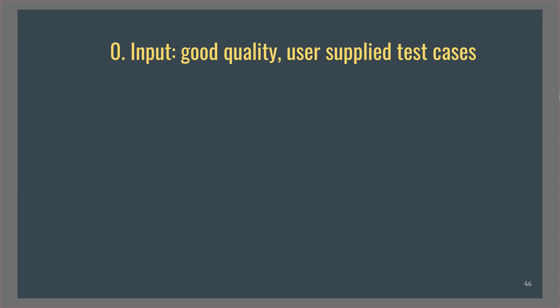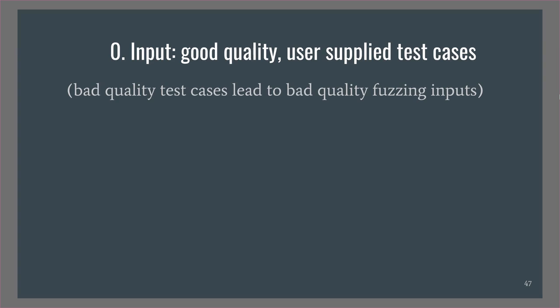Step 0 is to give the fuzzer a set of good quality test cases for the program under test. Good quality here means that the test cases represent many valid program inputs. So, for example, given the SQLite database, valid SQL programs is better than giving it random strings of numbers. Bad quality seed inputs lead to bad fuzzer performance, since the fuzzer operates by mutating seed inputs.